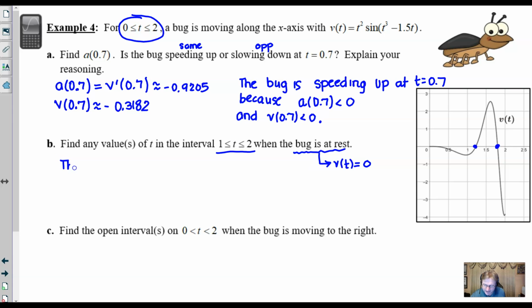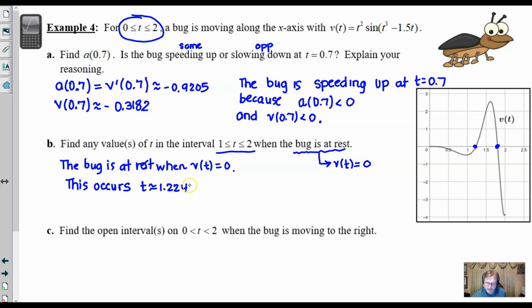You don't have to write a sentence here, but I'm going to go ahead and do that. The bug is at rest when v of t is equal to 0, and this occurs at... I like the idea of you saying v of t is equal to 0, because you don't want to give a bald answer. You don't want to just write t is approximately 1.2247 and t is approximately, what do we say, 1.80.